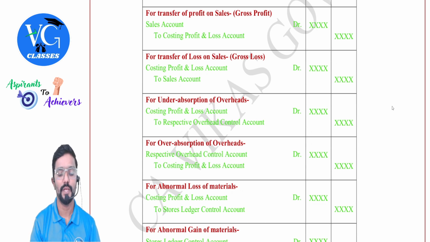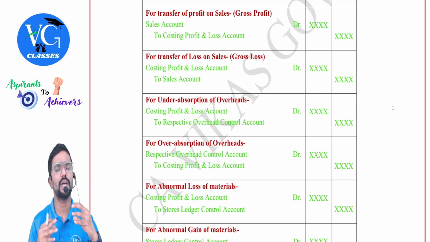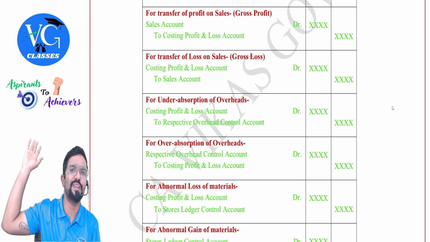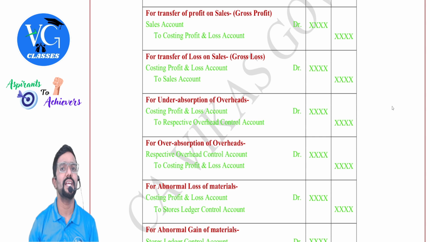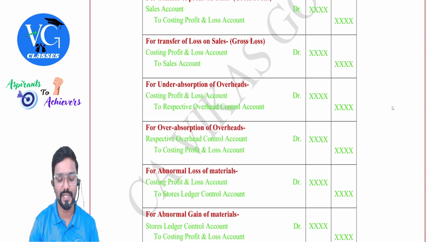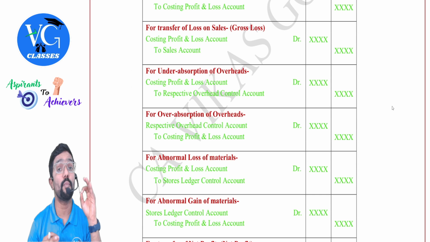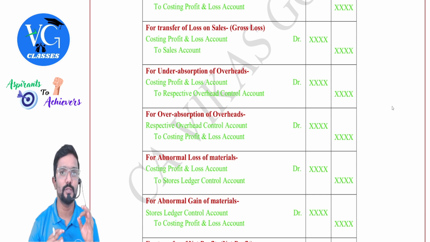So if there is gross profit or gross loss in sales account, where do we transfer it to? Costing P&L. Or sir, what if I record straight away sales in costing P&L account only? Then you will have only one profit. That profit you will transfer to general ledger adjustment account. Clear? Same way, guys, whenever there is under absorption or over absorption, you will transfer it to costing P&L account, provided there was no opening balance given. If there is opening balance given in the question, I told you what to do.